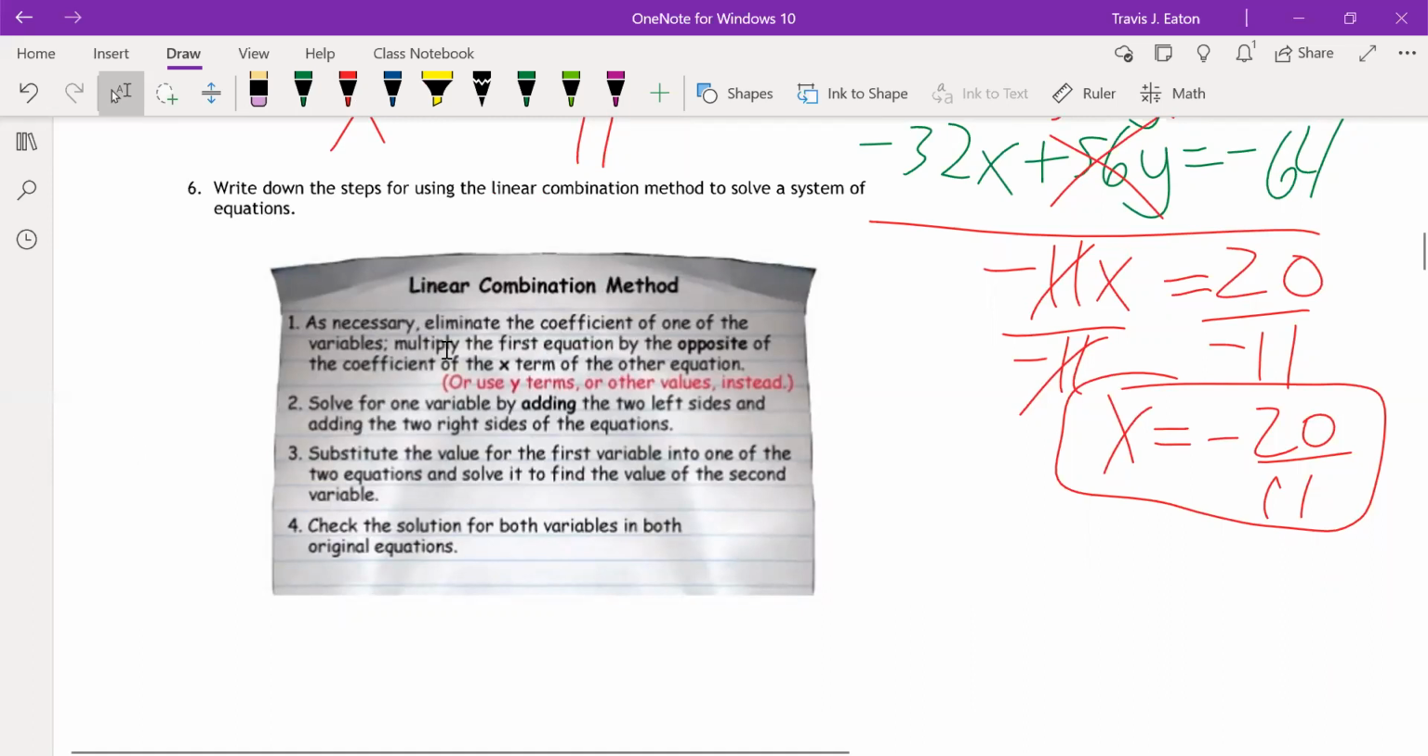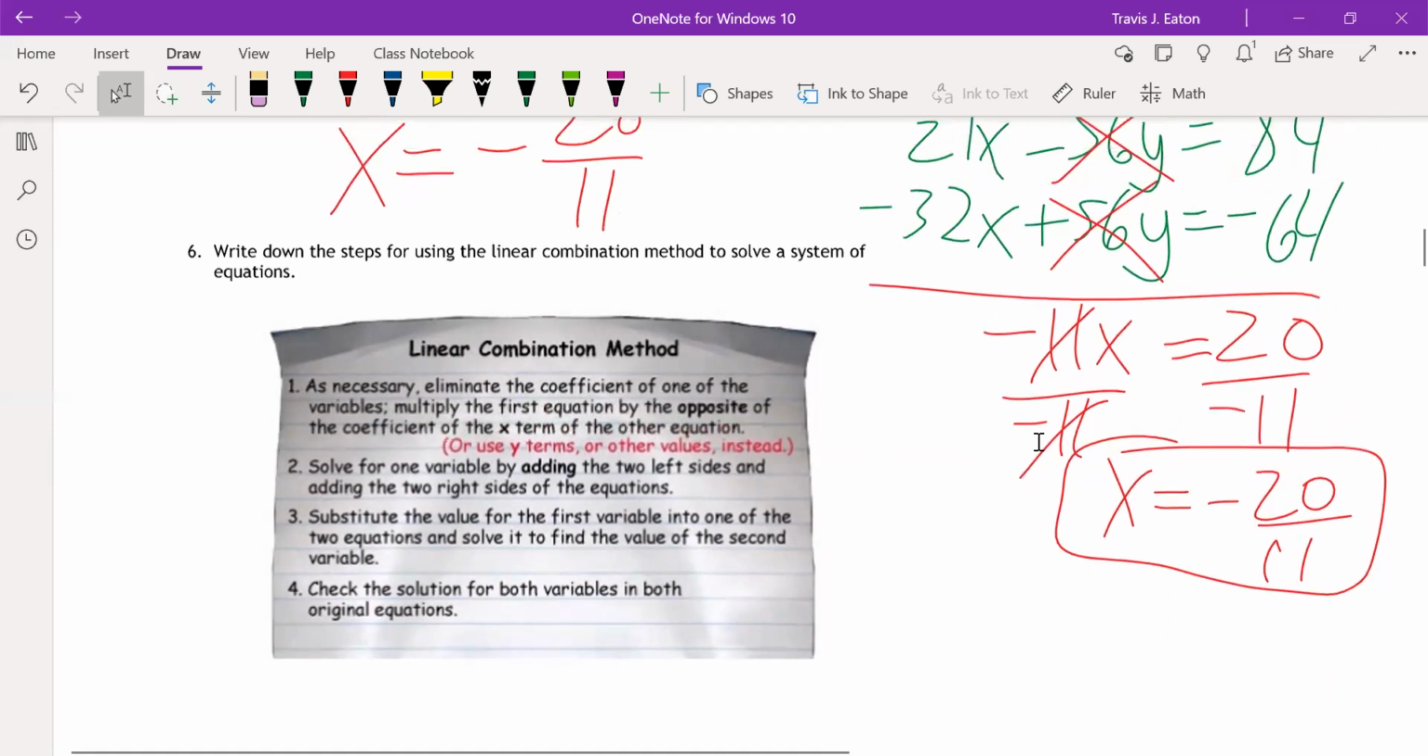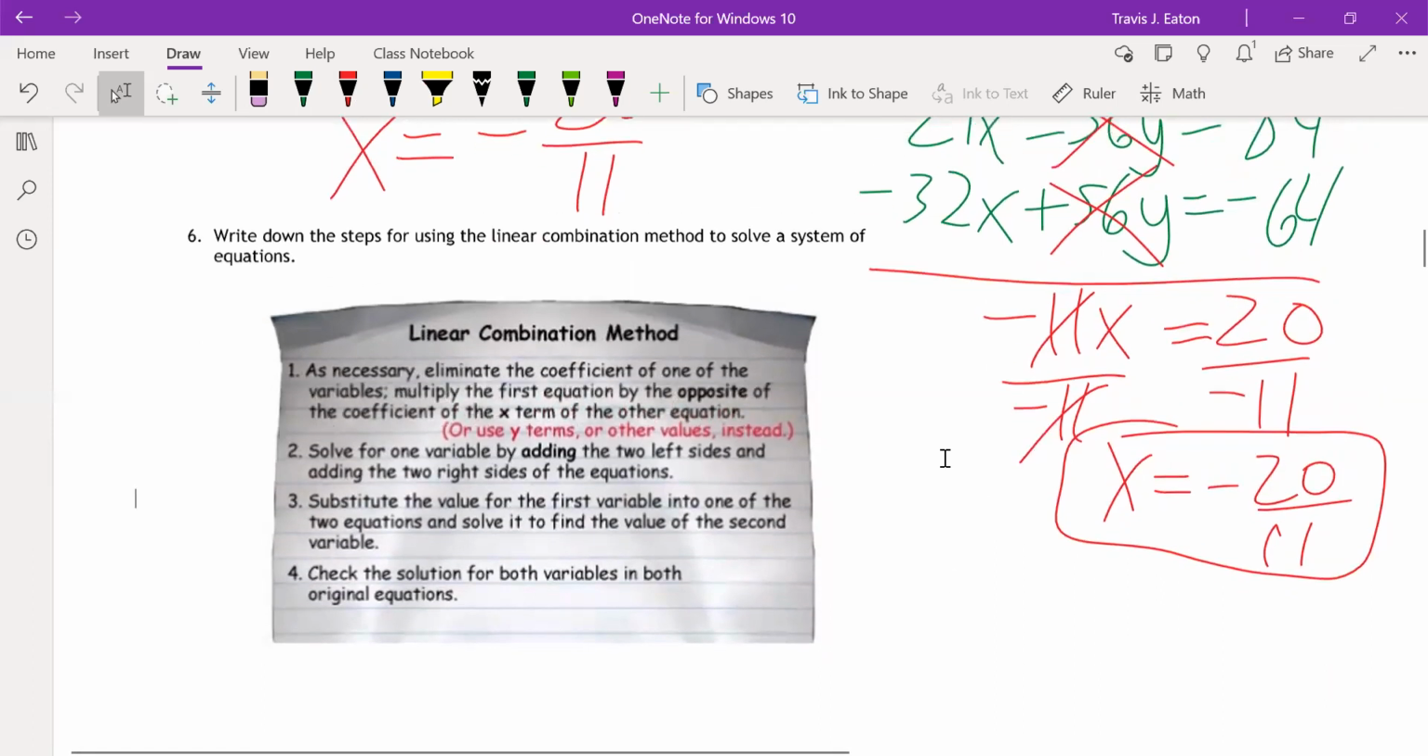As necessary, eliminate the coefficient of one of the variables. Multiply the first equation by the opposite of the coefficient of the x term of the other equation. That's what we did. Remember, we multiplied by 4 and -3 to get 12 and -12. Or in this case, we multiplied by 7 and -8 to get -56 and +56. We want to eliminate that one variable and coefficient combination so that we can solve for the other. And that's what step 2 is. Solve for one variable by adding the 2 left sides and adding the 2 right sides, which is what we've been doing this whole time.